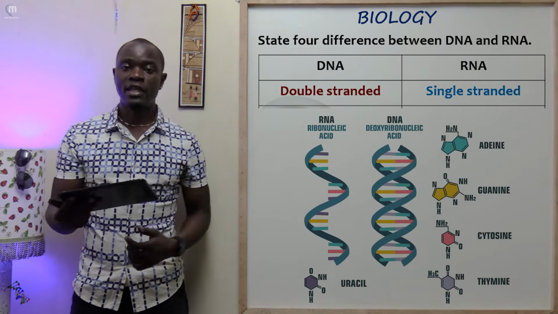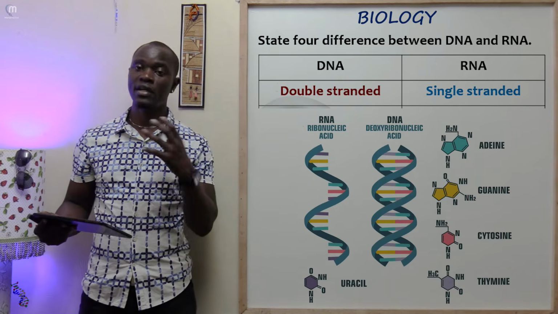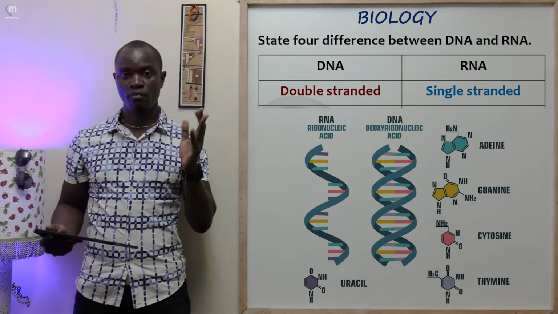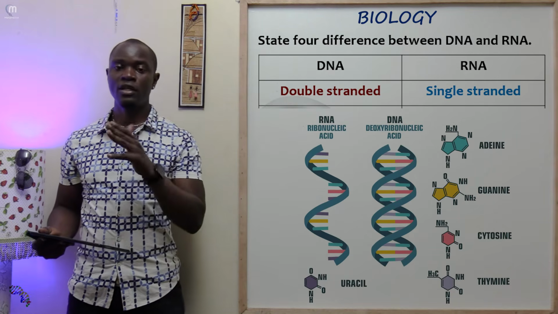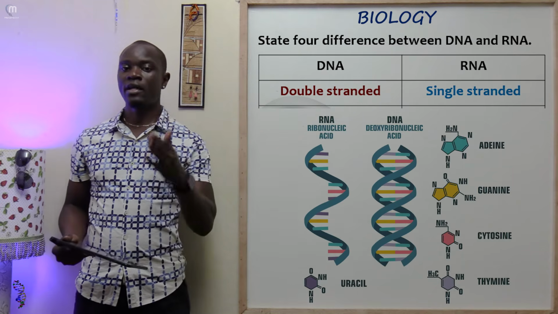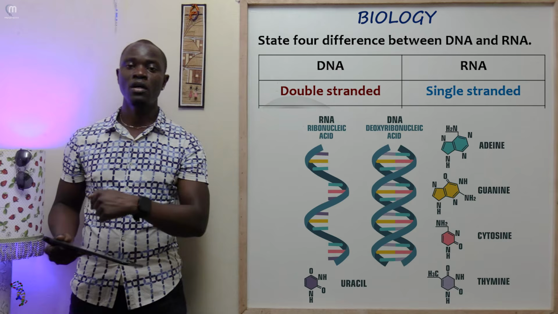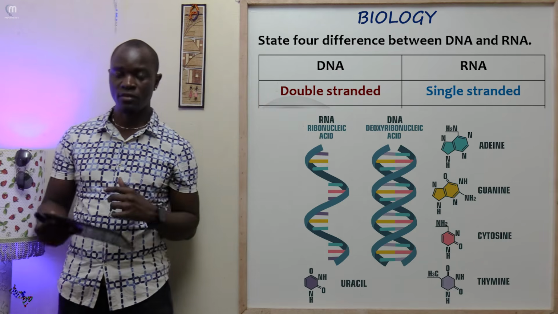For the DNA, we see that the DNA is double-stranded, while the RNA is single-stranded. So the DNA is double-stranded, it's on both sides, having the nucleotides, and then the RNA is single-stranded. So RNA copies the information on one side of DNA, then takes it to the ribosome for protein synthesis to take place. Remember that.